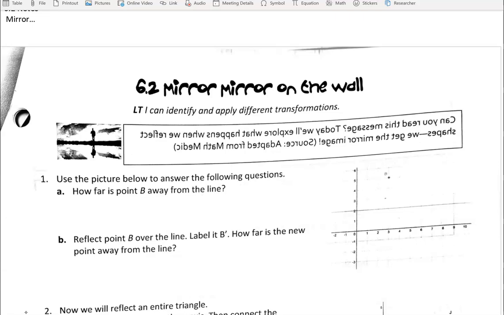So if you want to go ahead and give a try and read this reflected text here, go ahead and do that. You can pause the video and give that a shot, otherwise I'm going to read it. It says, "Can you read this message? Today we'll explore what happens when we reflect shapes. We get the mirror image." And this was adapted from Mathematic.